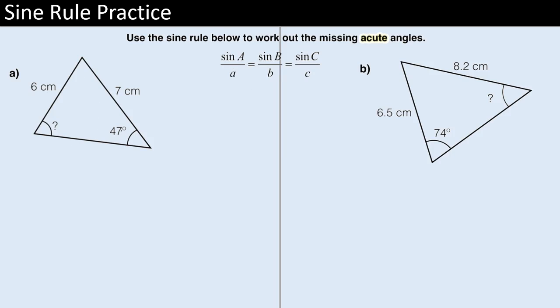Do I have pairs of information? Always good to check if you've got the information that you need. We've got one pair here. That looks good to me. And we've got another pair there, and including the thing that we want to work out. So let's call this capital A. This would be lowercase a, which means that this would be capital B. That would be lowercase b. Let's stick our stuff in. So we've got sine capital A, which is what we're trying to work out, over 7, opposite pair, is sine 47, that's the capital B, divided by 6.